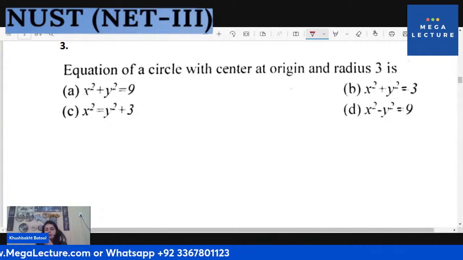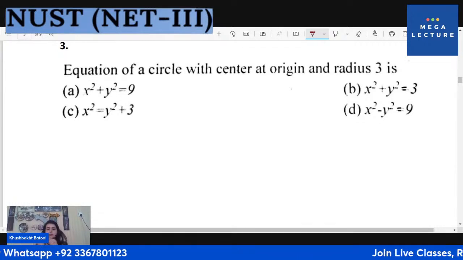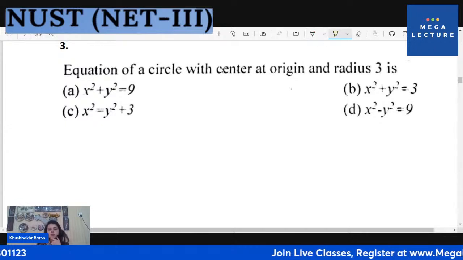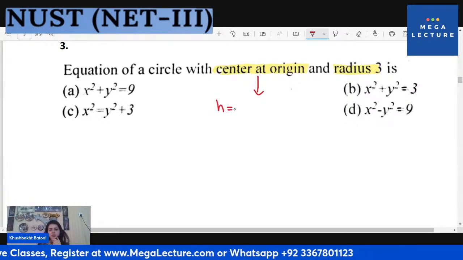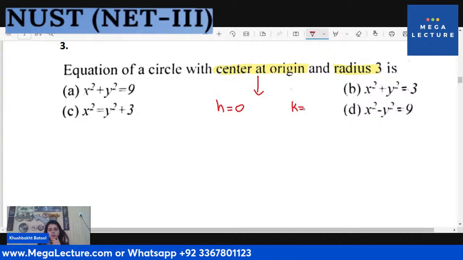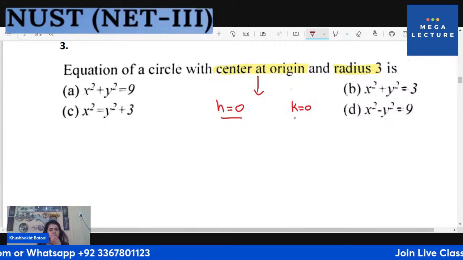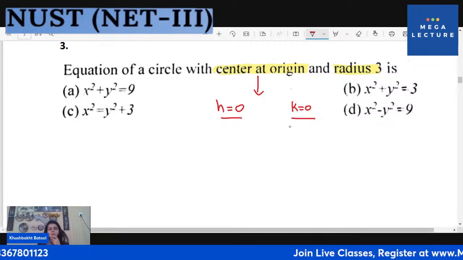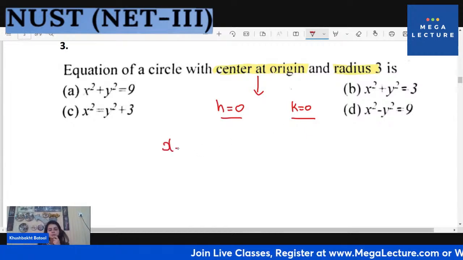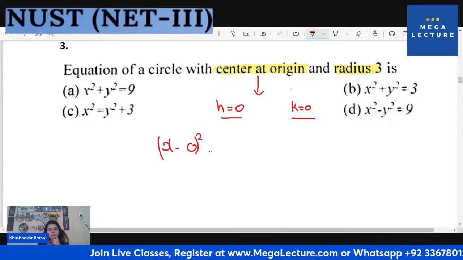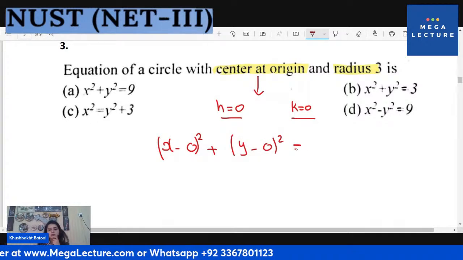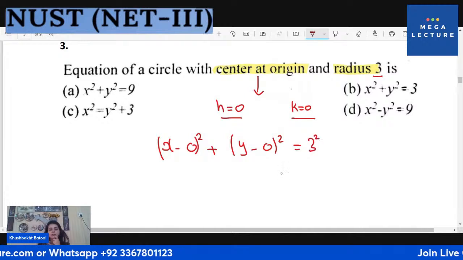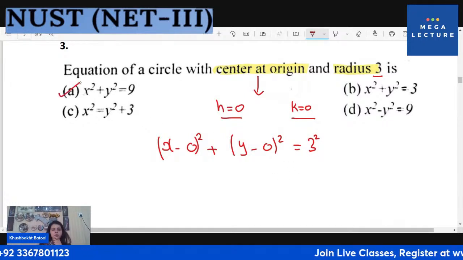Equation of a circle with center at origin and radius 3. This is the first keyword, second keyword. This implies that h would be 0 and k would be 0, right? H was the x coordinate of the center and k was the y coordinate of the center. So it is going to be x minus 0 squared plus y minus 0 squared equals 3 squared, that is 9. So this is going to be the answer.